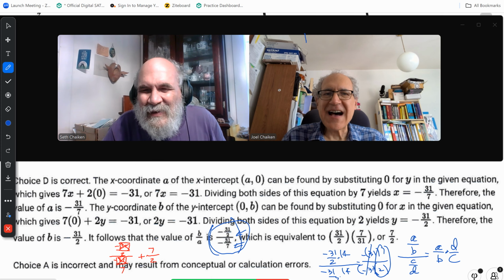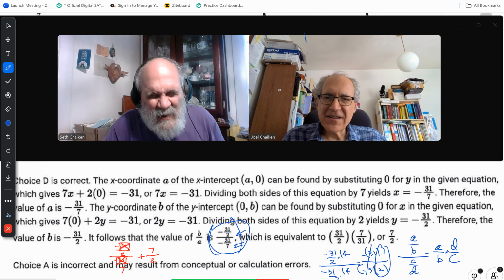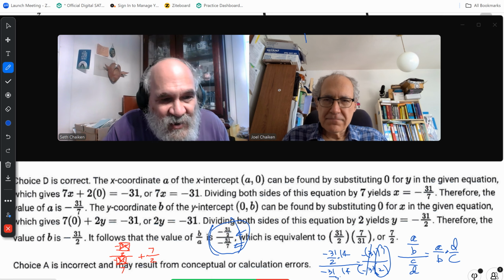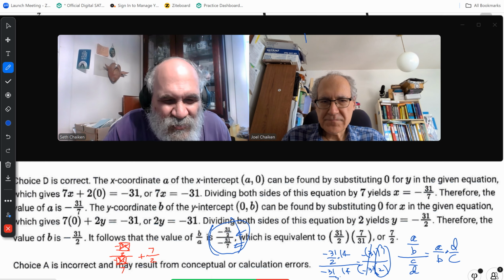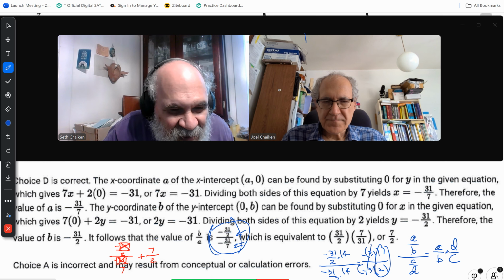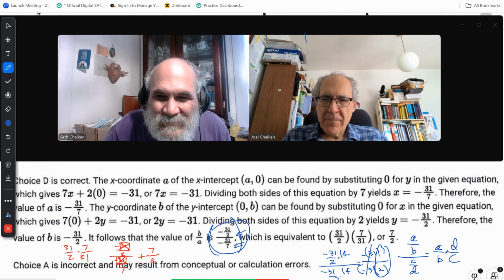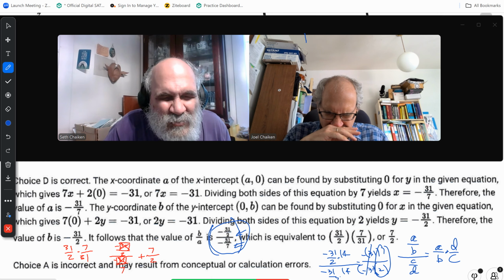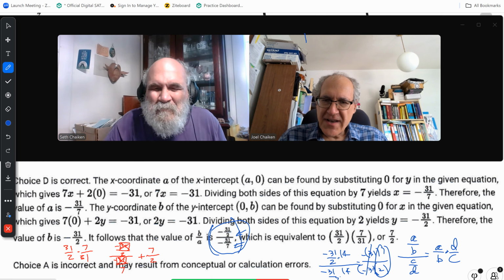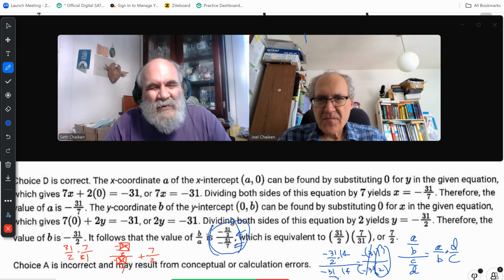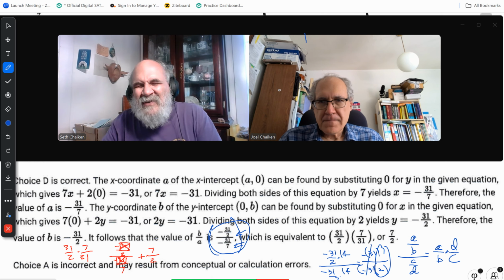But notice, there's a pattern there: the 31s are the same. In other words, I do not go through the step of converting that to 31 over 2 times 7 over 31. Because I just do it right there where it's written. They're going to cancel anyway. However, using this technique, I've made mistakes.